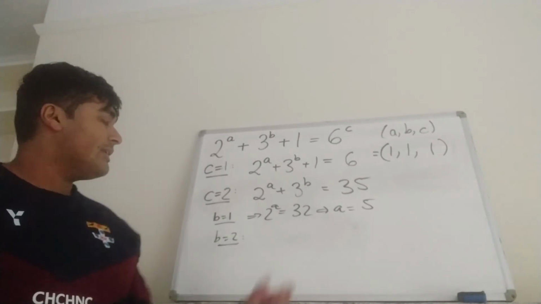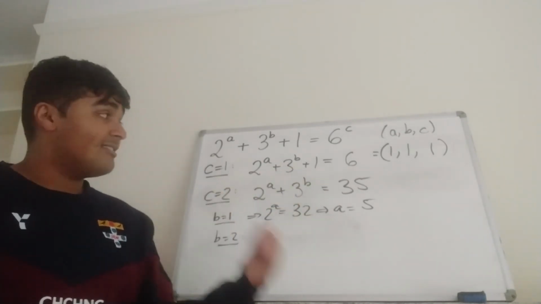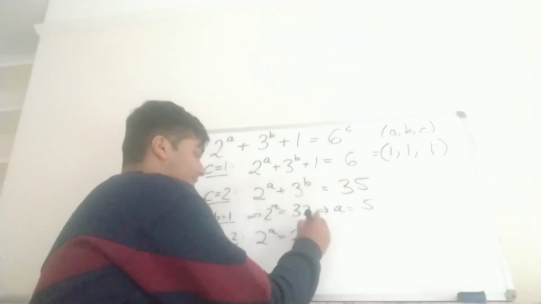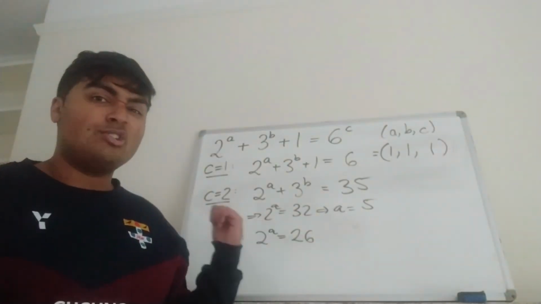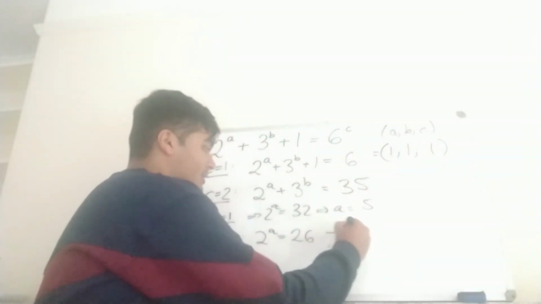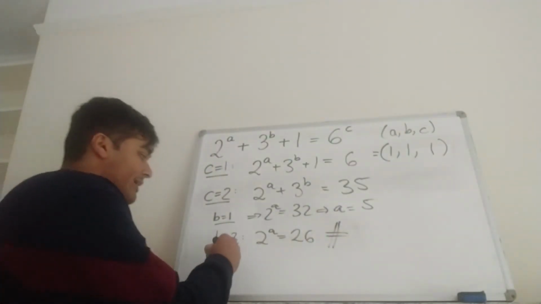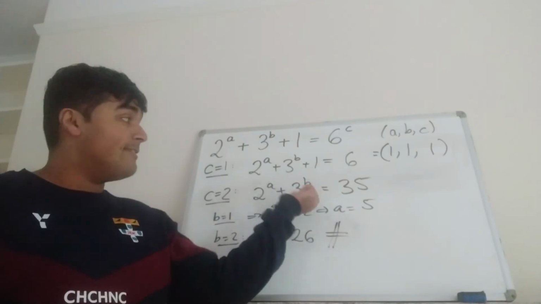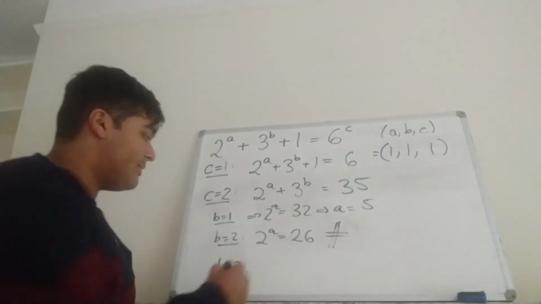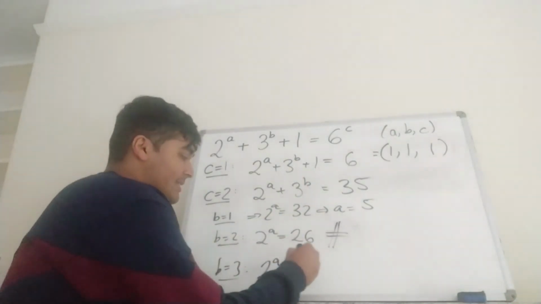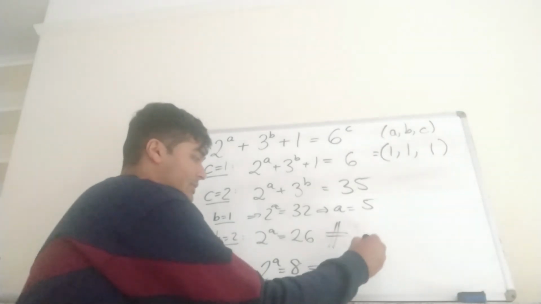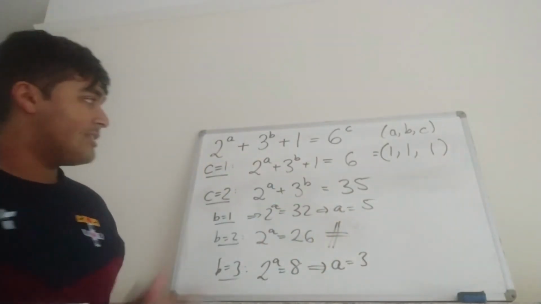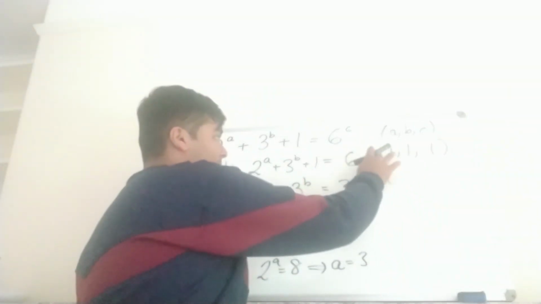Okay, what about if b equals 2? Plugging that in, we get 2 to the a plus 9 equals 35. So that tells us 2 to the a equals 26. But this has no solutions in the integers, so this doesn't work. And what about the case b equals 3? Well, in this case, we get 2 to the a plus 27 equals 35. So that means 2 to the a equals 8. So that, of course, does have an integer solution, a equals 3. So we've got two solutions in this case, so we can add them to our list.